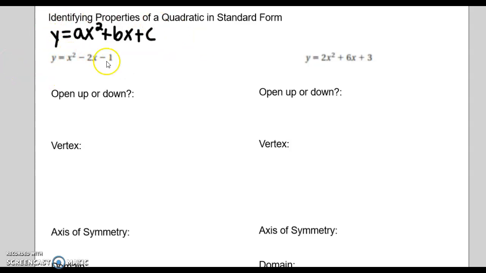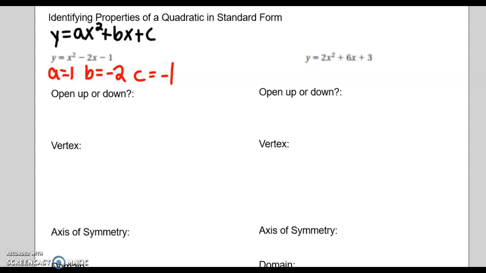So I just wrote standard form above the example. That way you can see what a is, what b is, and what c is. So for this first example, a is 1, because that's what number is in front of x squared. B is negative 2, and C is negative 1.